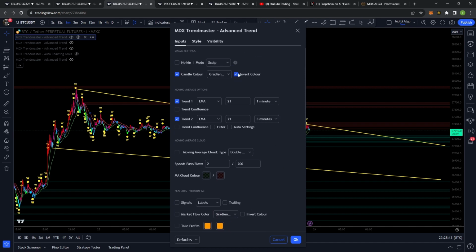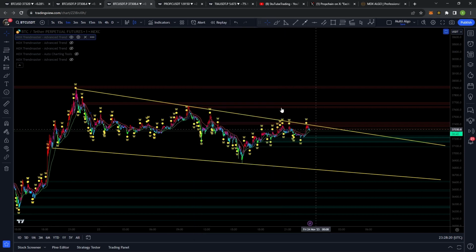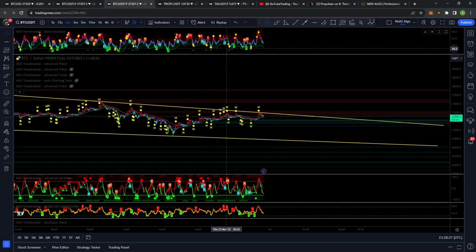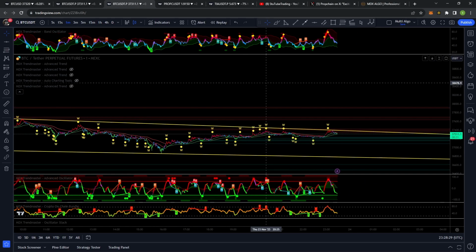That's basically all I personally use on these indicators. I invert the colors as well, just so the colors of all the indicators I use line up. So that when we're coming down, we're starting to see those bright green signals, to line up with the other indicators, right?